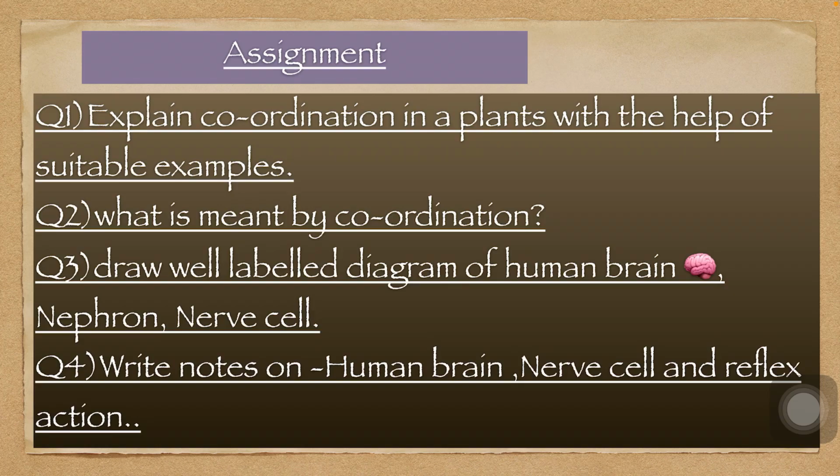So dear students, based on this virtual module of this chapter, I would like to give you a small assignment. Question number 1. Explain coordination in plants with the help of suitable examples. What is meant by coordination? Draw well-labeled diagram of human brain, nephron, nerve cell. And the last, write notes on human brain, nerve cell and reflex action.